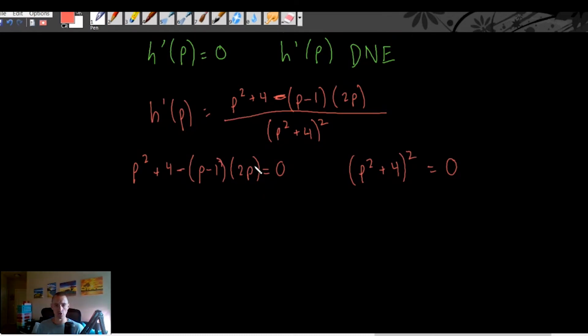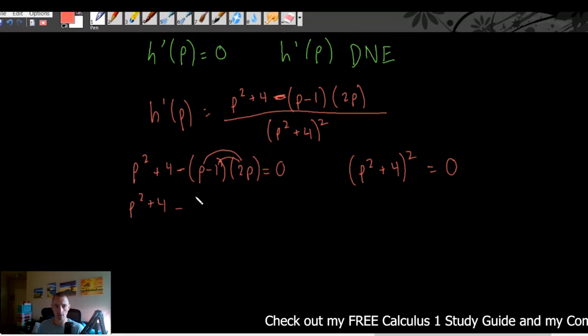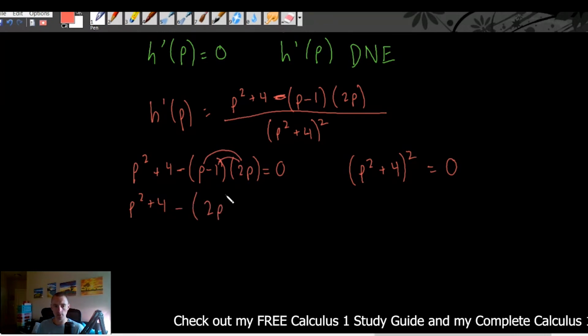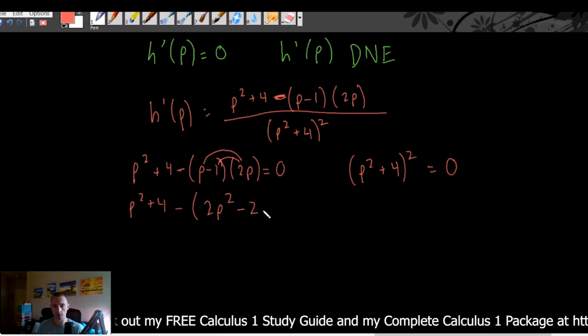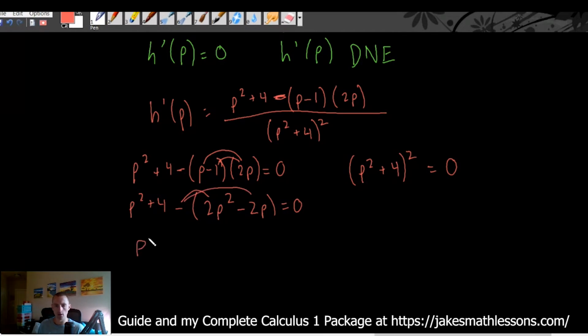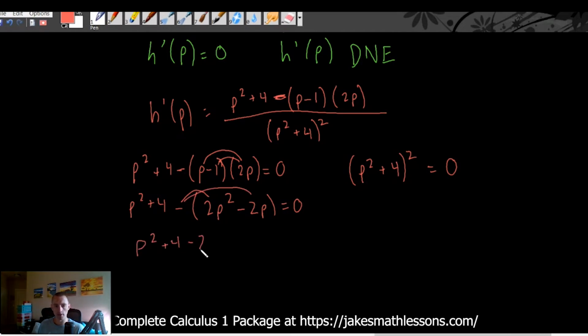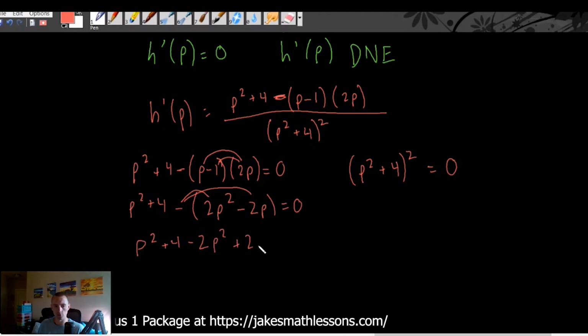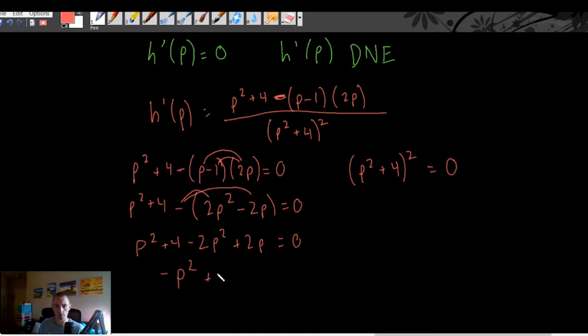Let's just go ahead and distribute this out and simplify. So we'll leave our p squared plus 4 alone for a minute. The 2p will multiply into both of these terms here. So we're going to get 2p times p is 2p squared, minus 1 times 2p is minus 2p. Then we need to distribute our negative sign in here. So that's going to be p squared plus 4 minus 2p squared plus 2p. Then we can combine our negative 2p squared and our positive p squared, giving us negative p squared plus 2p plus 4 equals 0.